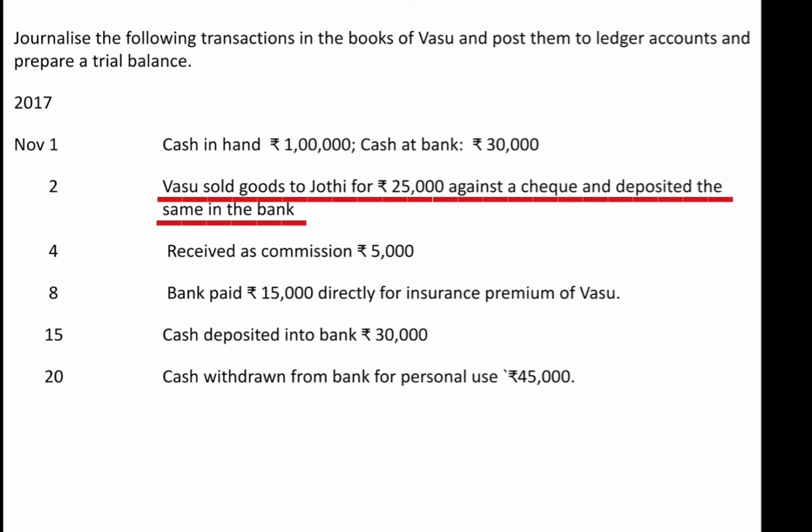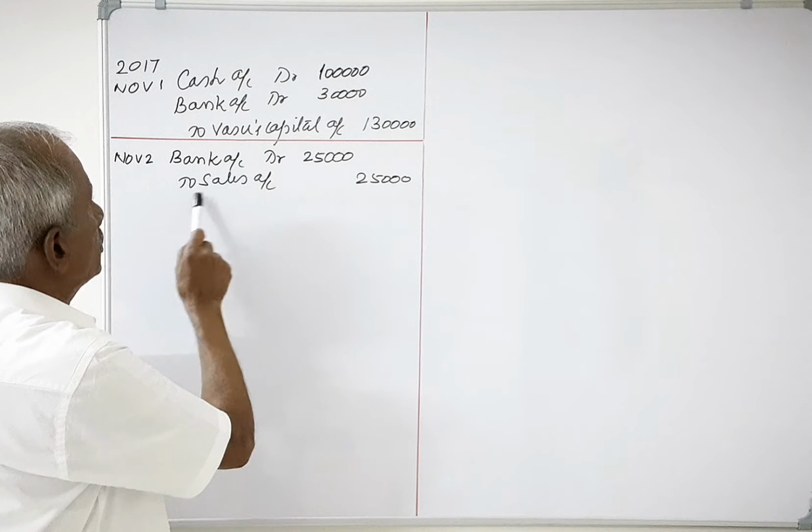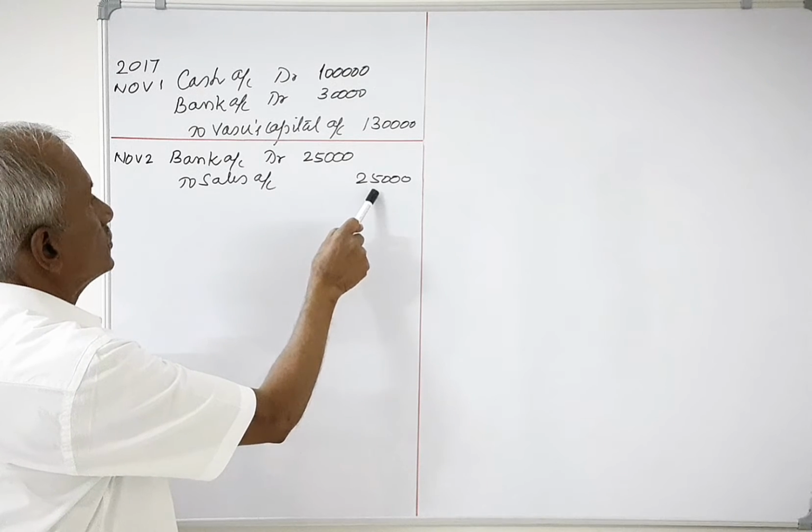2017 November 1st, cash account debtor 1 lakh, bank account debtor 30,000 to Vasu's capital account 1,30,000. Next transaction, November 2nd, Vasu sold goods to Jyoti for rupees 25,000 against a check and deposited the same in the bank. This is sale of goods, so sales account is to be credited and it is a bank transaction, so bank account should be debited.